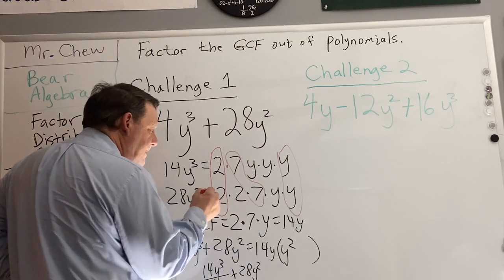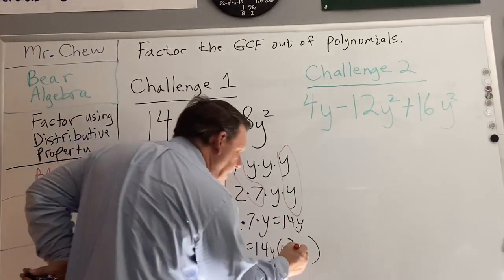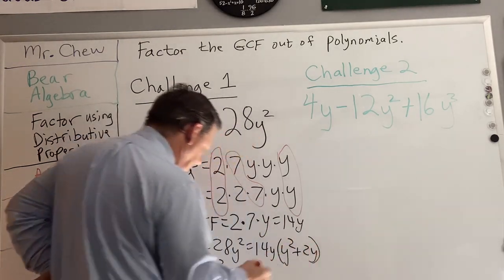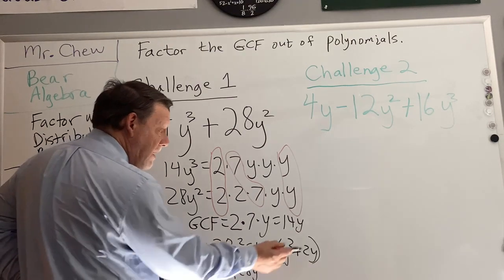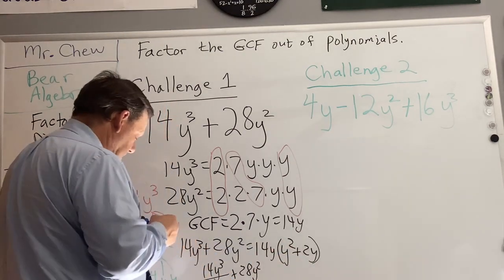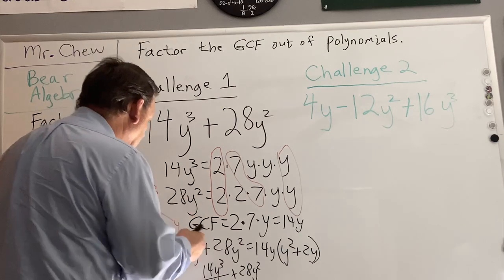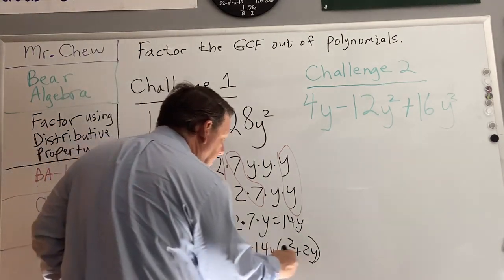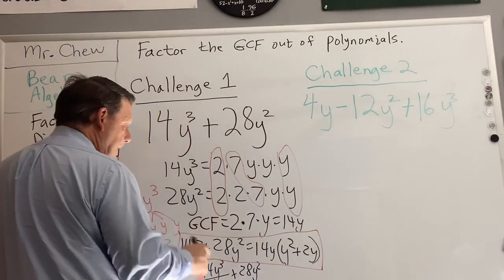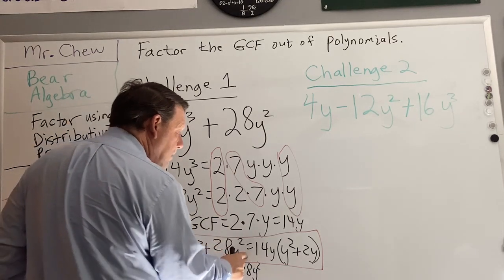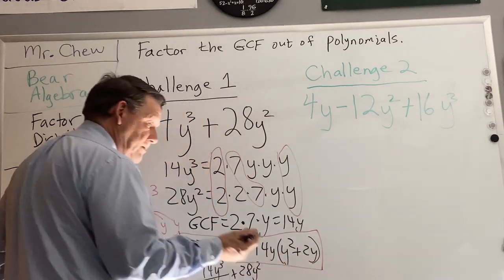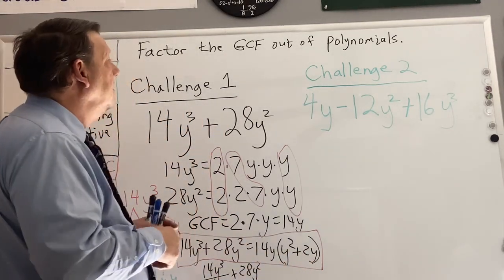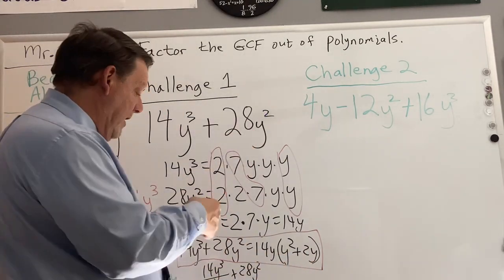On the second one, what didn't I circle? 2 times y, plus 2y. 28 divided by 14 is 2. y squared divided by y is y. And there is my answer. So we have our equivalence: binomial equals the factored GCF times a binomial. All right, it works for 3 terms as well.